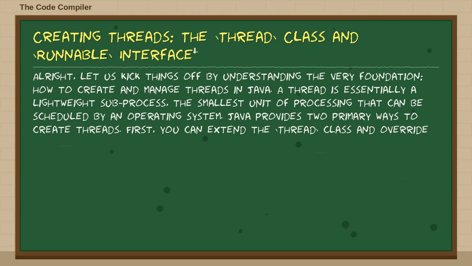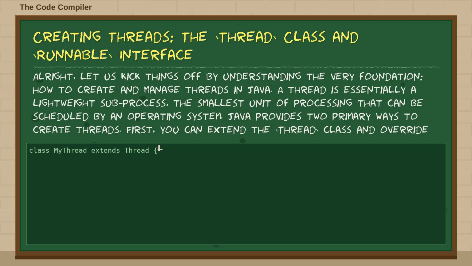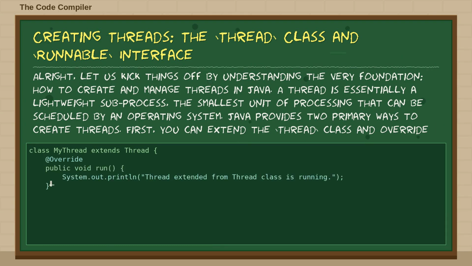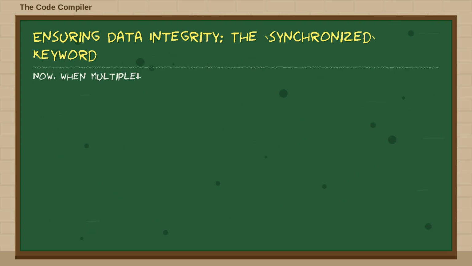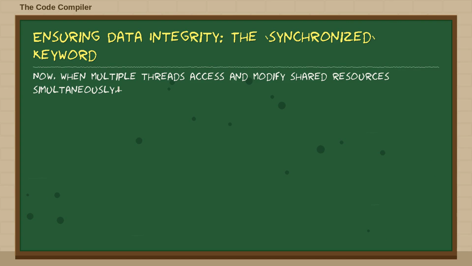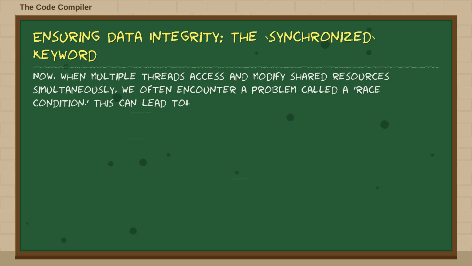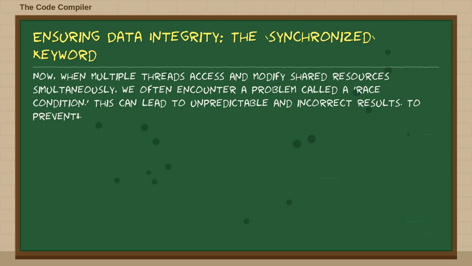Remember, calling start on a thread object actually creates and starts the new thread, while directly calling run just executes the code on the current thread. Implementing Runnable promotes better object-oriented design as it allows your class to extend another class while still defining thread behavior. Now, when multiple threads access and modify shared resources simultaneously, we often encounter a problem called a race condition. This can lead to unpredictable and incorrect results.